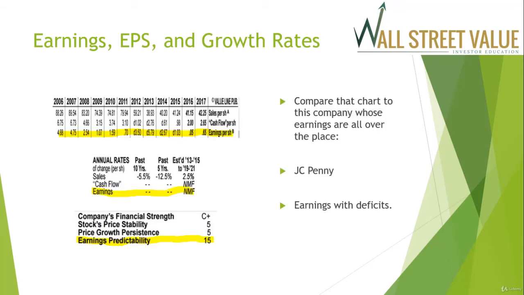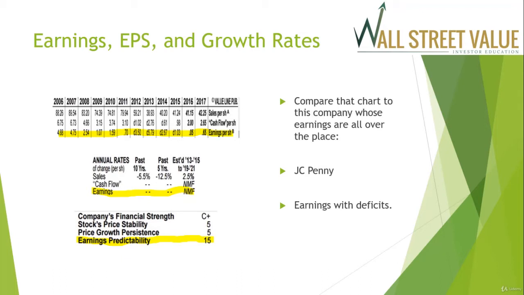Compare that to a chart whose earnings are all over the place. This stock here is JCPenney, and they have earnings with deficits. So if you take a look at the top chart, in 2006 they had earnings of $4.88. Then their earnings went down in 2007 to $4.75. It looks like it got cut almost in half to $2.54 in 2008. And of course, they were affected by the great crash of '08 as well.